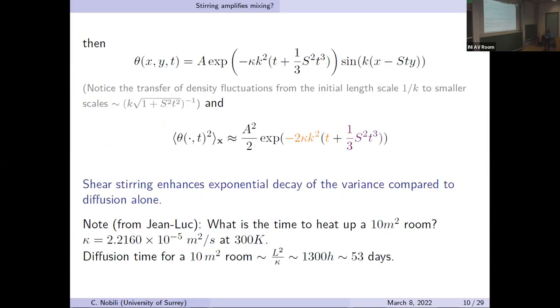Okay, so you write down the solution, and this is what you get, which is again a sine times an exponential. Things have been changing because you see that there is a transfer of density, so we go from an initial length scale of order 1/k to scales which are definitely smaller, of order 1/(k times the square root of 1 plus s squared t squared). Clearly, the parameter s is the one in the definition of the intensity of the shear flow. What I want to tell you with this example is that if you compute the variance, you get an exponential, but this time it is amplified. This exponential is faster, because the shear flow appears with a minus sign: you have minus 1/3 s squared t cubed times 2 kappa k squared, which clearly shows you that this exponential has been accelerated.